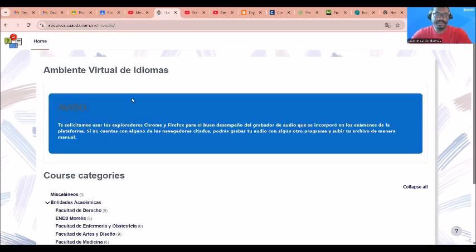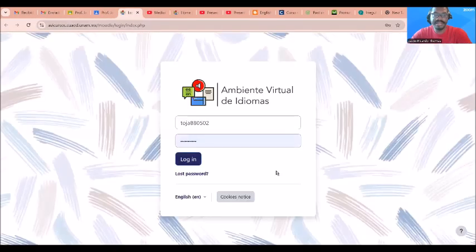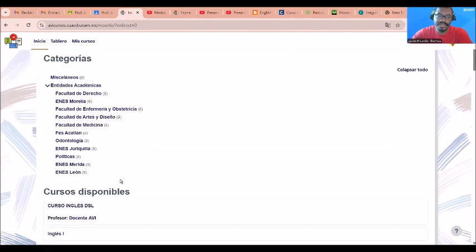Your goal is to access the portal. I've left you a link here, and this link will take you to a login page. You will use your information and log in. It will take you to a landing page. Now, that landing page might be the home page with all of the courses. Remember, you are here, the School of Odontology, or the dentistry school.